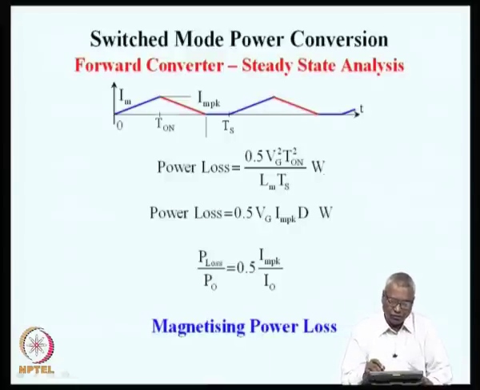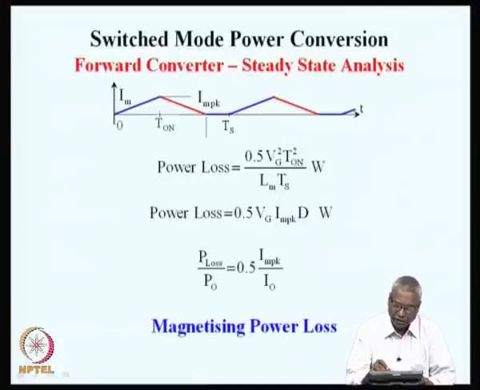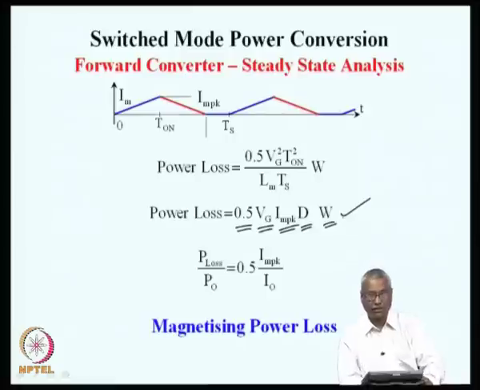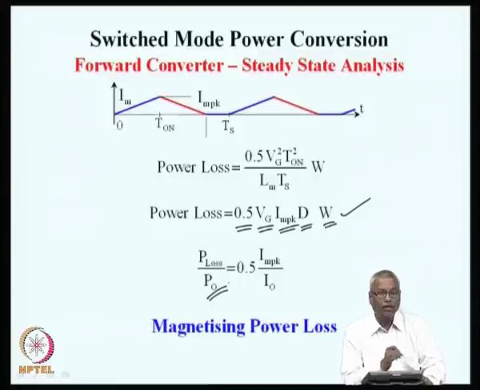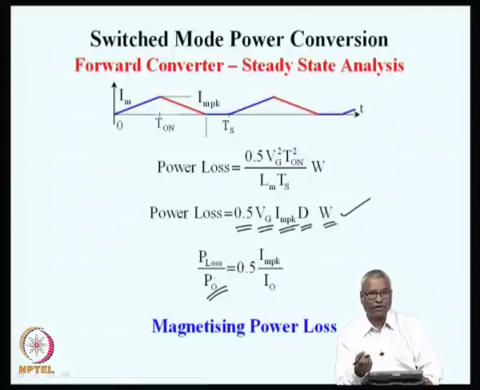And if we talk about the power loss that takes place in the converter, this can be modified and put in this form, where half of source voltage, peak magnetizing current, duty ratio, and unit is in watts. This is the power loss, and if we take the ratio of magnetization loss compared to the output delivered, this is more important, because as a ratio this loss will tell us how much is the delivered power and what fraction of that is lost in the magnetization circuit.